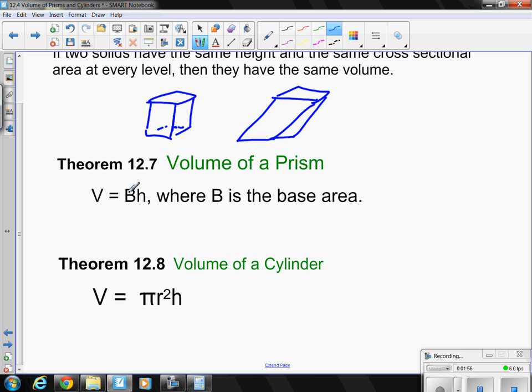Volume of a cylinder, if we take the base area and call it the circle, pi r squared, that's my base, the circle, times the height. It's the same formula, just different. Just like with that rectangular prism, the base of a rectangle is base times height. So that's where we come up with length times width times height using that fact.